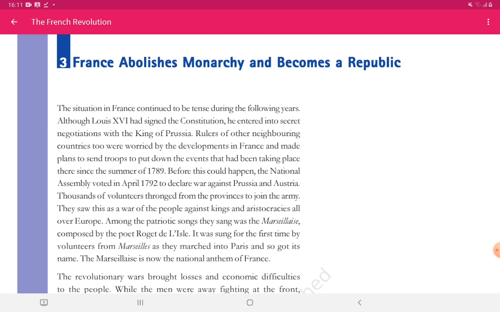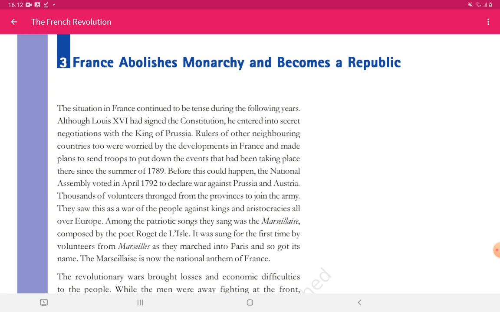Before this could happen, the National Assembly voted in April 1792. Now they had their own problems. They were to declare war against Prussia and Austria, the two countries neighboring France. Thousands of volunteers thronged from the provinces to join the army. They saw this as a war of people against kings and aristocracies all over Europe. They wanted the whole of Europe to be democratic. They did not want the monarchical system of ruling to prevail in the remaining parts of Europe.